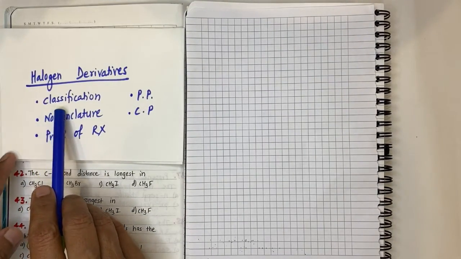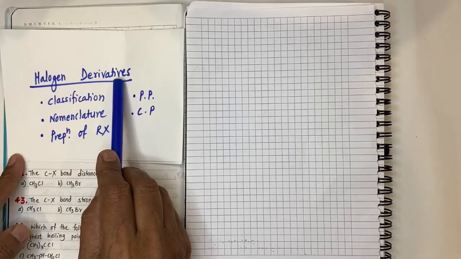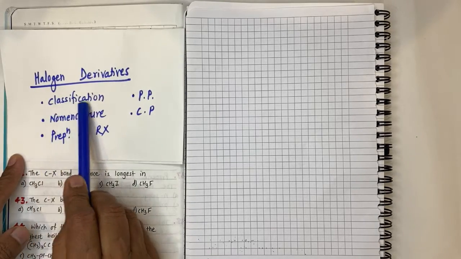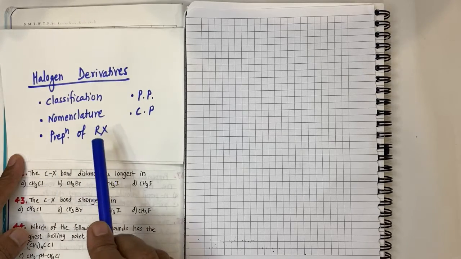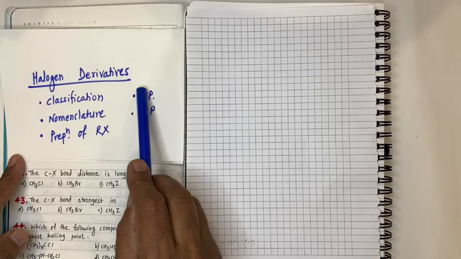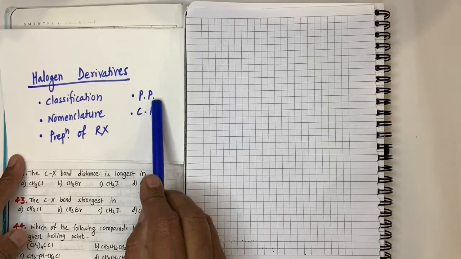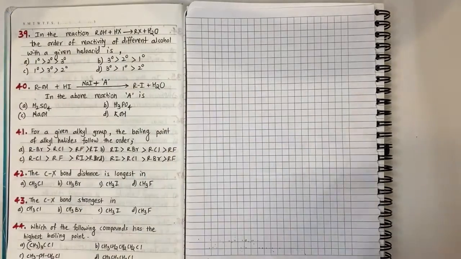In the previous session, we solved MCQs from the halogen derivatives topic. The points were classification, nomenclature and preparation of alkyl halides. Now in this session, we are going to solve MCQs on the physical properties and chemical properties of alkyl halides. Okay, let us see this part.